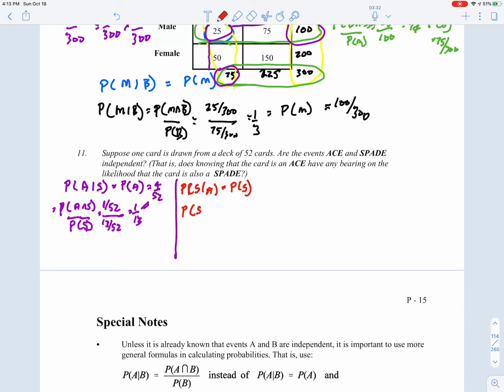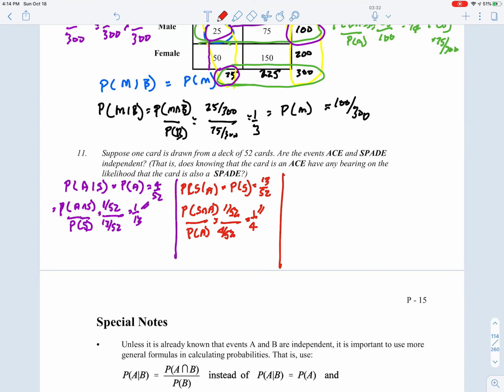The probability of S given A is the probability of S and A over, what goes in the denominator? A. So S and A, we've already determined that to be 1 out of 52. There's one card which is both a spade and an ace, the ace of spades. And then the number of aces in the deck is 4 out of 52. So that's 1/4. That's equal to the probability that a card is a spade, which is 13 out of 52, and those are equal. So 1/4 of the cards are spades.